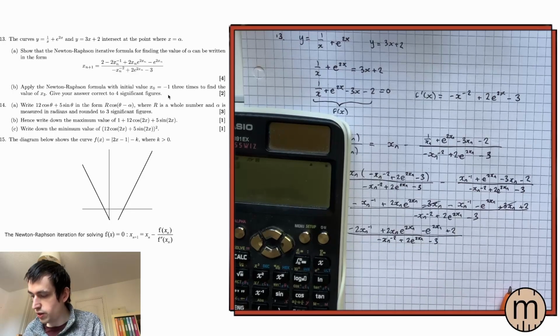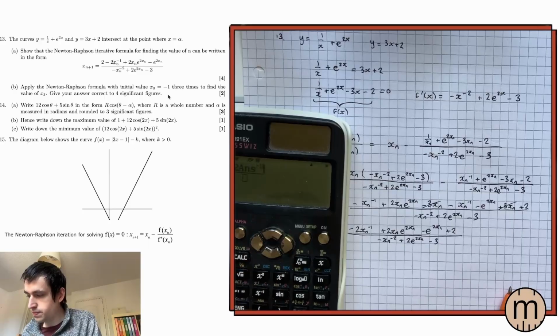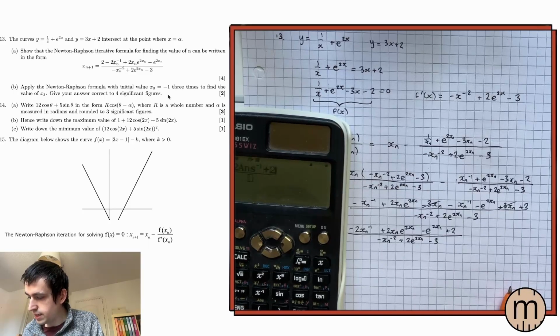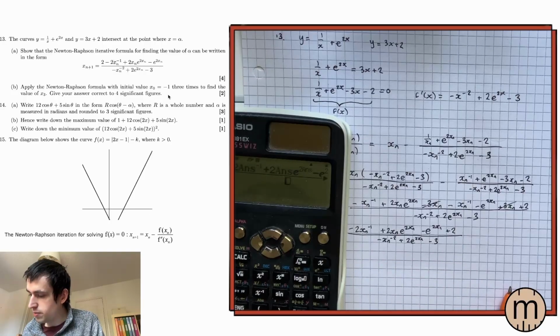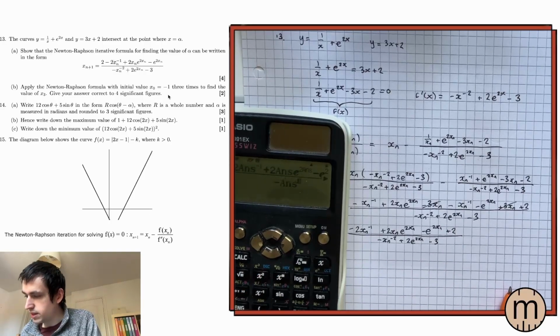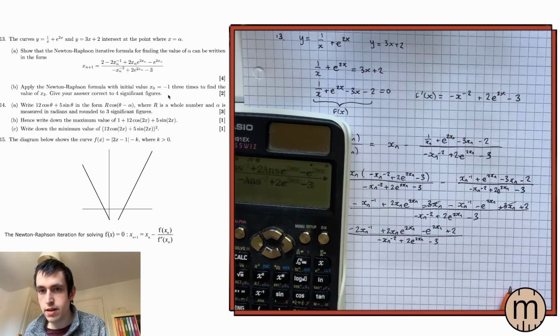So minus 2 answer to the minus 1, plus 2 answer e to the 2 answer, minus e to the 2 answer, plus 2. Now for the denominator, minus answer to the minus 2, plus 2e to the 2 answer, minus 3. Don't know who ever said maths was hard.